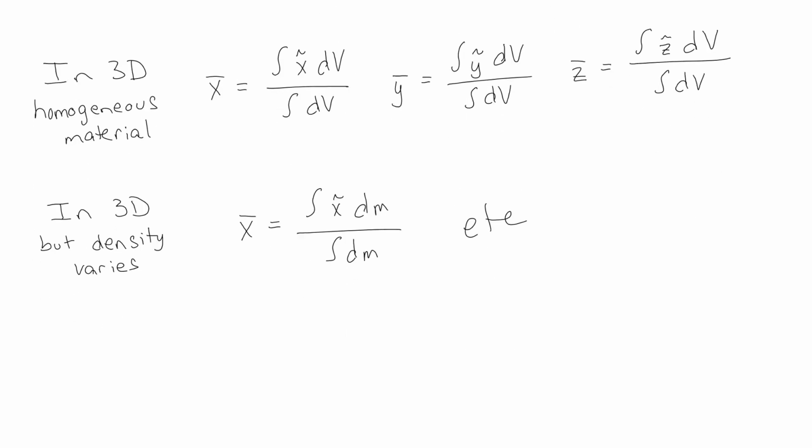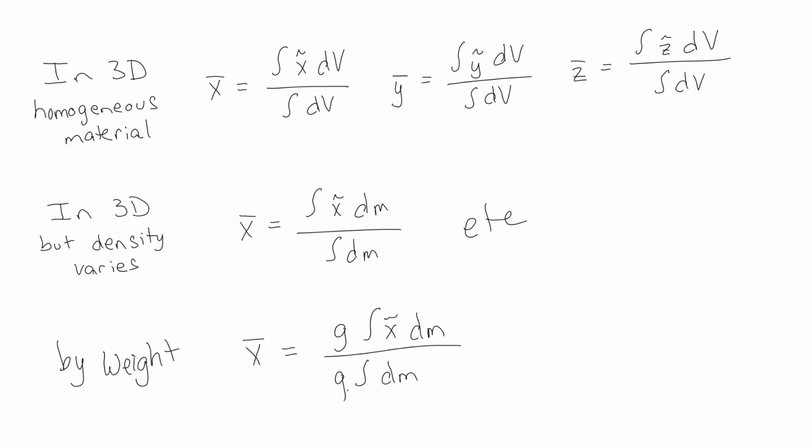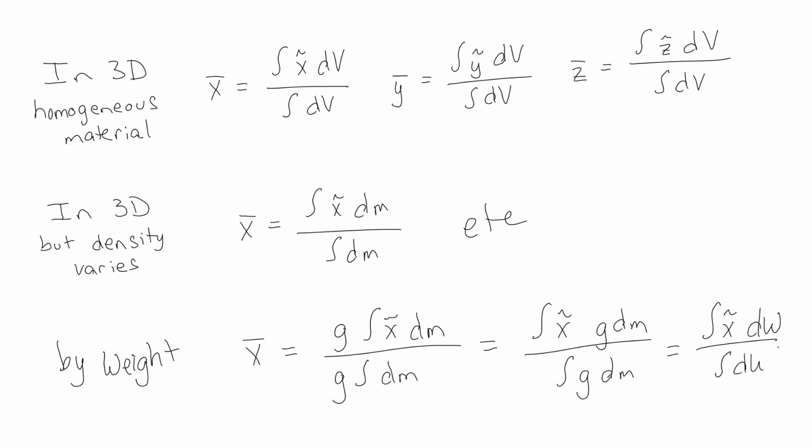The same thing happens if you want to go by weight. Doing these by weight and by mass ends up being the same thing because we decided that gravity is the same across. If I took the previous one and multiplied the top and the bottom by g, I've got x-tilde dm, and multiplying by g, g dm is in fact weight. So I would just put x-tilde dW over total weight. And again, the same thing for y and z.